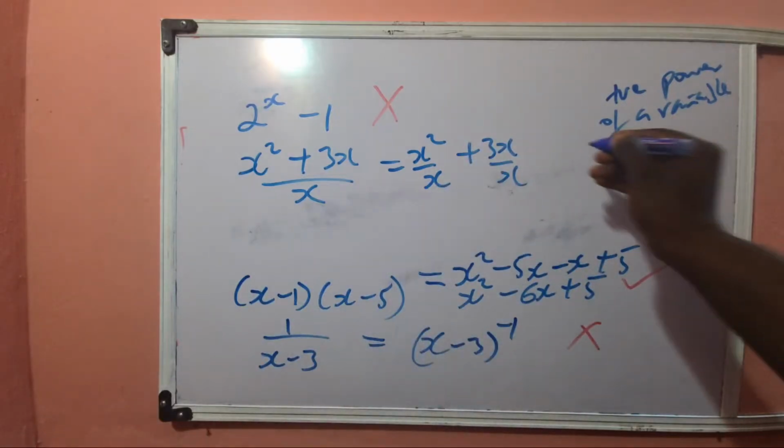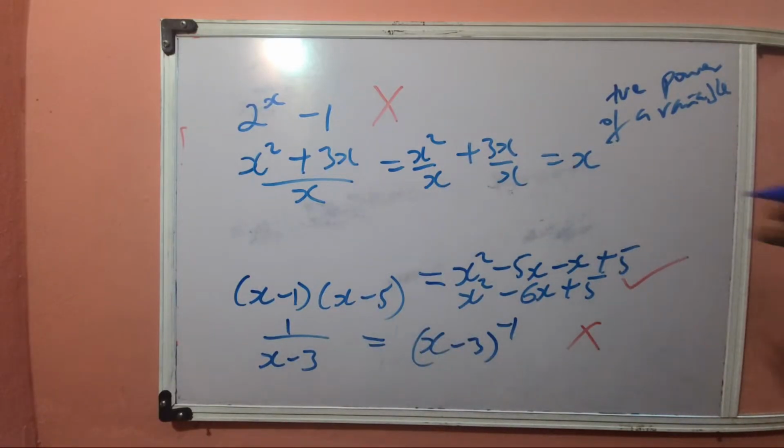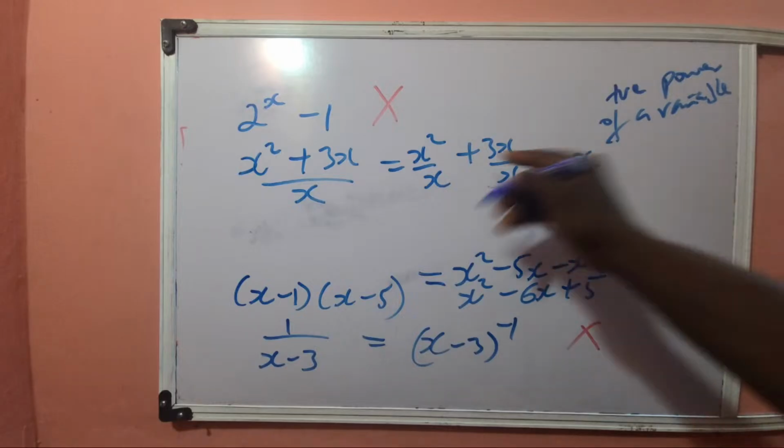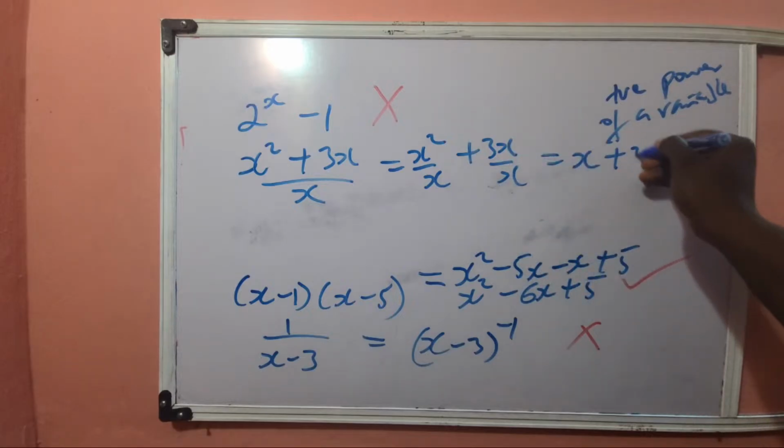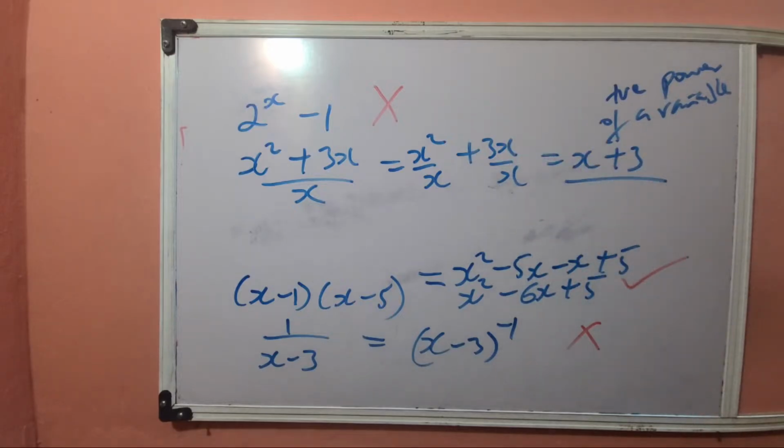I'm going to get x, that's x goes in x squared, we'll be left with x. The x here we cancel, we'll be left with 3. So now this is what our result is.